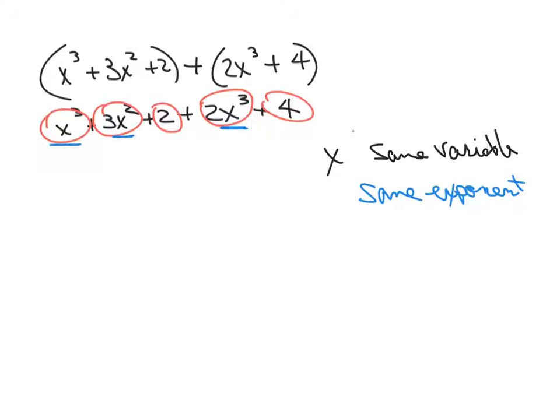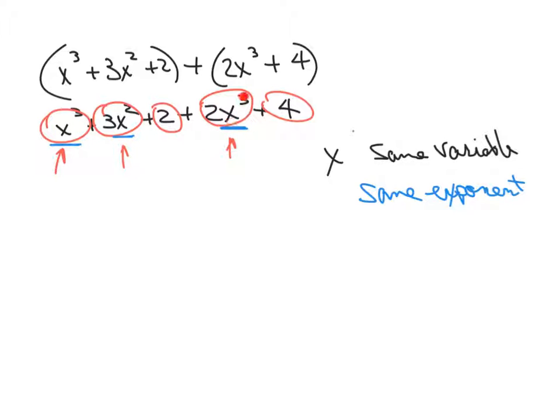If they have the same exponent and the same variable, you can combine them. Alright, so let's look and see what we've got here. We have an x cubed, an x squared, and an x cubed. So this one and this one have the same exponent. We don't care about the number in front.